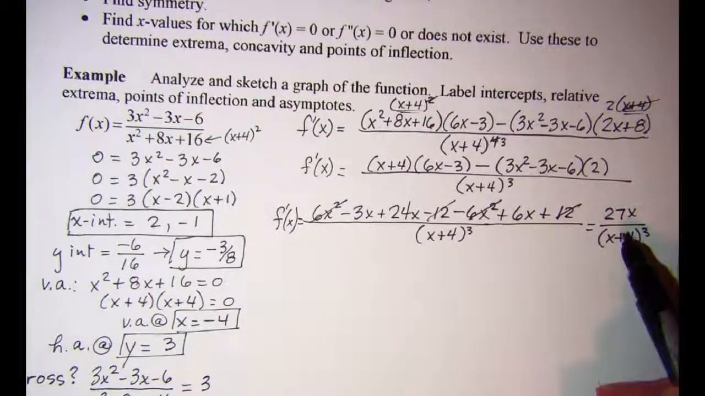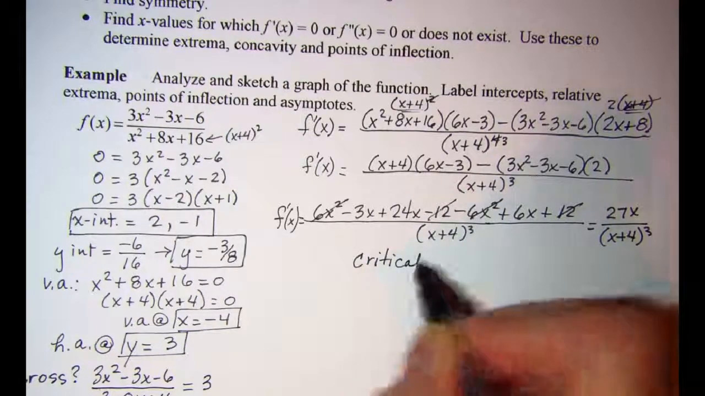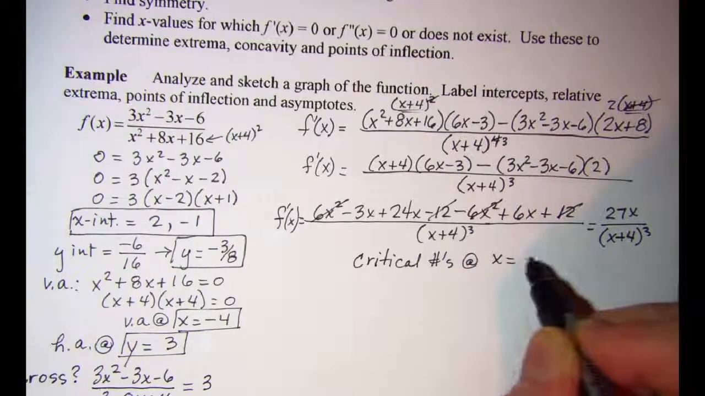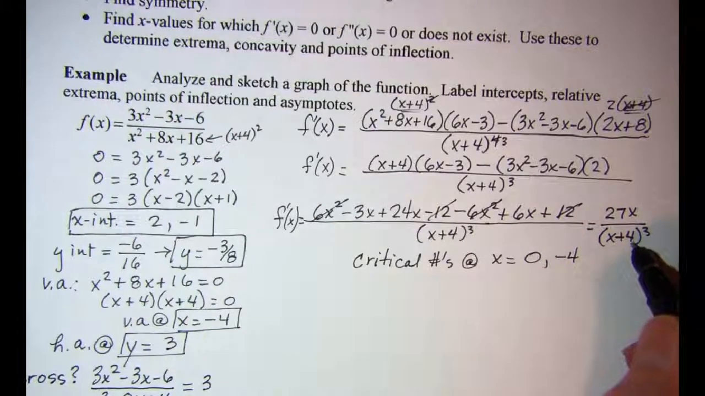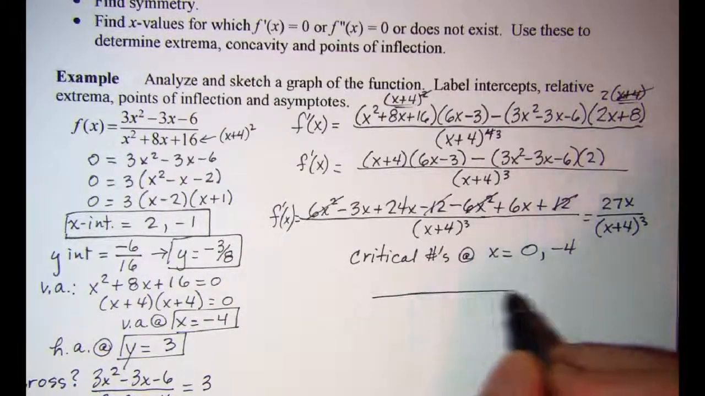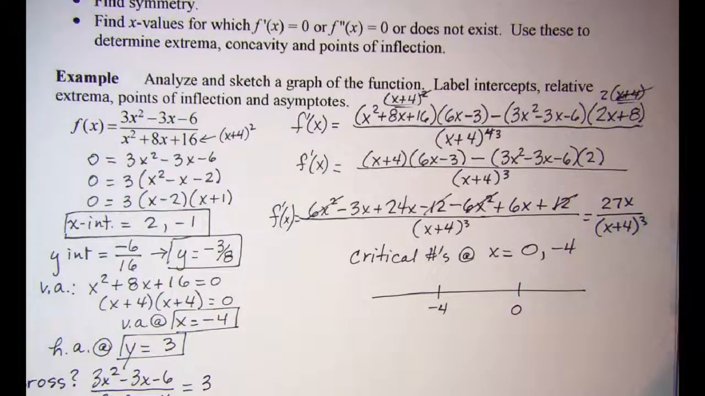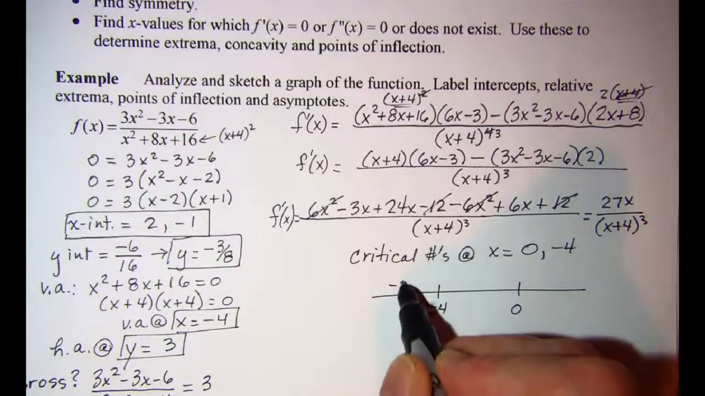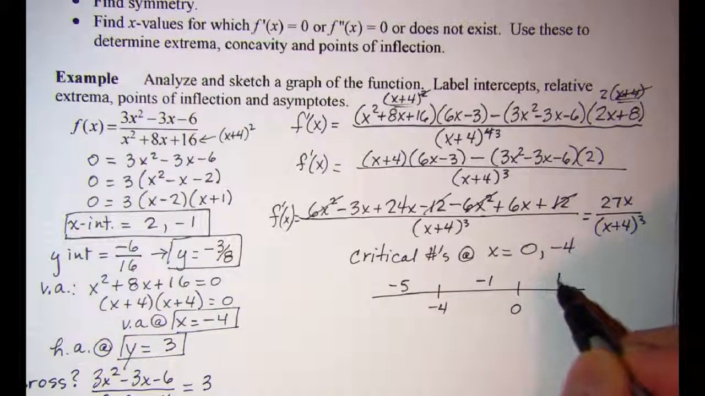Now if I set that equal to 0, I'll have critical numbers. At x equals 0, and x equal negative 4 is my asymptote that I found over here. Let's use negative 5 for my test value, and negative 1 and positive 1.